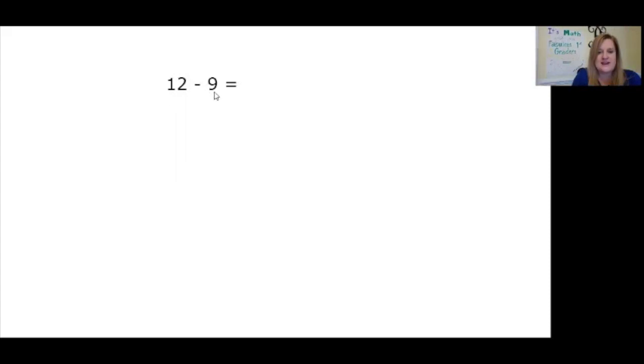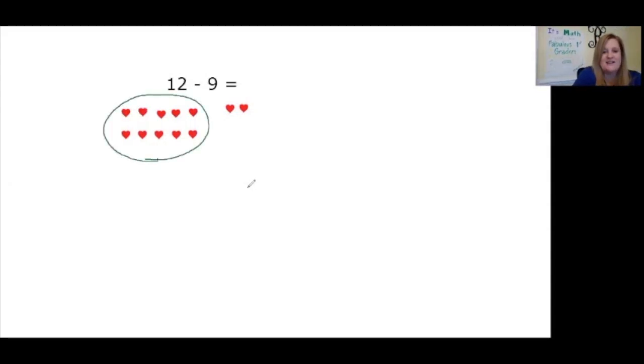So we read the problem first. 12 minus 9 equals. So I need to start out with 12. So when you were drawing it, I always like to draw in 5 groups. So 1, 2, 3, 4, 5, 6, 7, 8, 9, 10, 11, 12. Now, what was the next thing that you did? I did that too. I circled my group of 10 and then I took 9 away.